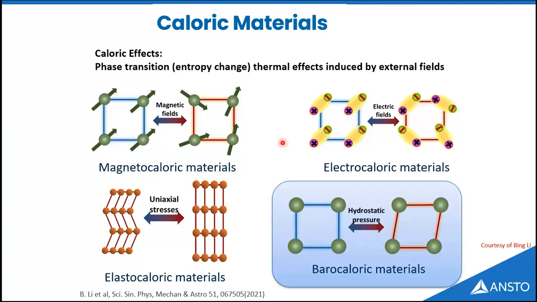One approach is to use solid-state caloric effects to provide cooling or heating. This depends on the external field we use. We can have a magnetocaloric effect, an electrocaloric effect, and an elastocaloric effect. And when we apply hydrostatic pressure to the sample, it causes a phase transition, and the effect we call the barocaloric effect. So today I'm talking about this one.